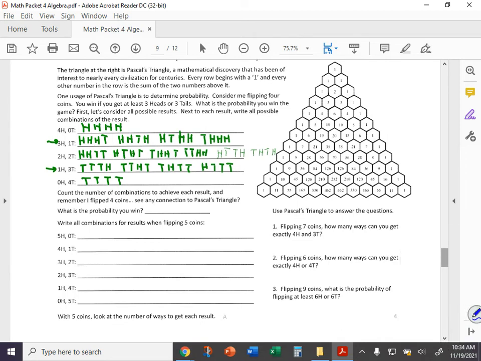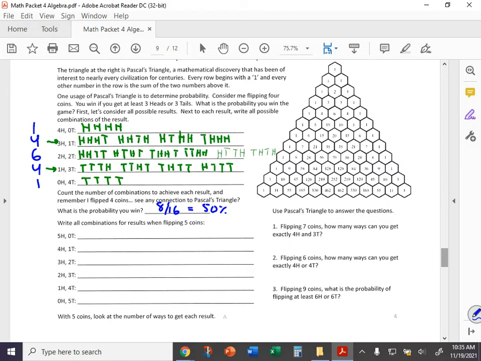Now, first let's finish this out. It says, what is the probability of you winning? Well, how many total outcomes are there? We've got 1 outcome here, 4 outcomes here, 6 outcomes here, 4 outcomes here, and 1 outcome here. That's a total of 16 possible outcomes, 8 of which are winners, the 4 and the 4. So the probability is 8 out of 16, which is a 50% chance. You have a 50% chance to win getting 3 heads or 3 tails by flipping 4 coins.